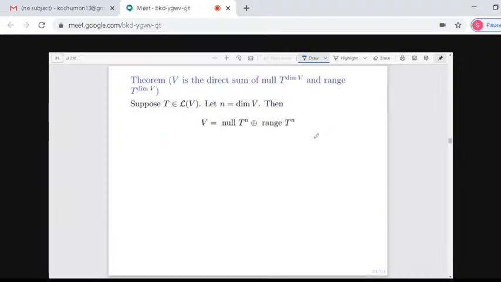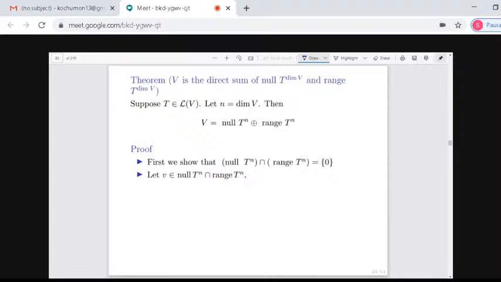Now, this is the thing which I promised earlier. This is not a coincidence. I said earlier that for any operator T on a vector space of dimension n, V is a direct sum of the null space of T to the power n plus the range of T to the power n. Now, how do we show this? Since it is only two subspaces, it is enough to show that the null space of T to the power n intersection the range of T to the power n is the singleton zero. This is one of the theorems which I recalled today, coming from the first lecture.